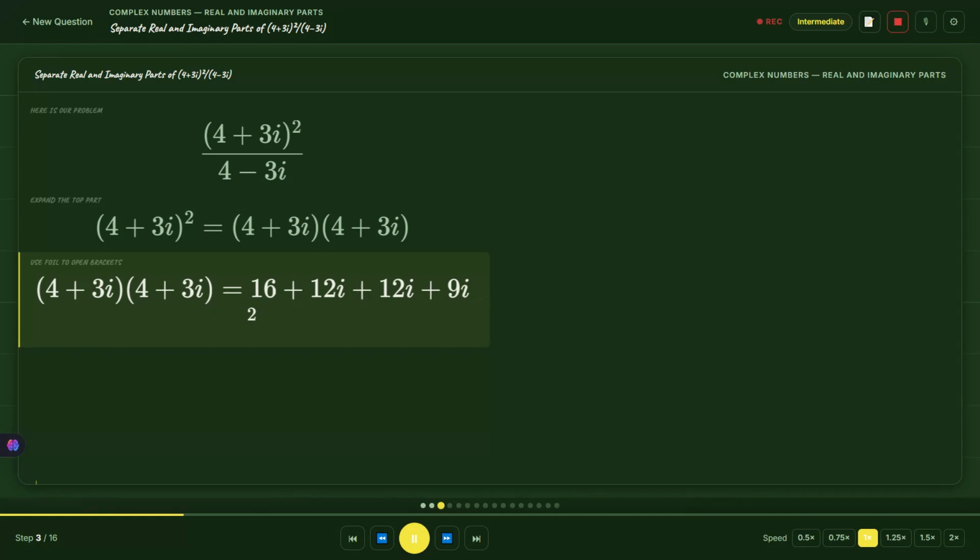Now let's open the brackets. 4 times 4 is 16. Then 4 times 3i is 12i. Then 3i times 4 is 12i again. And 3i times 3i is 9i squared.